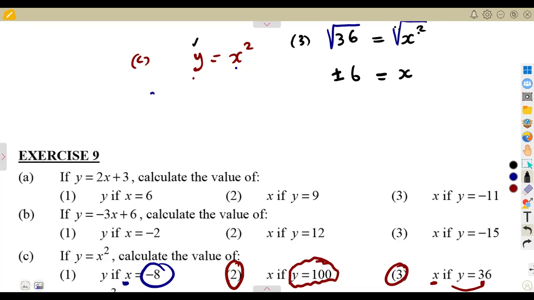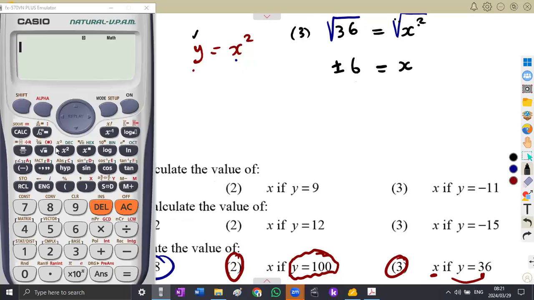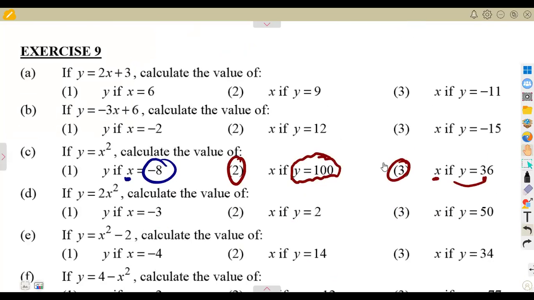That's it. So if you're using your calculator, be careful because your calculator does not give you that plus or minus. You're supposed to know that. Your calculator does not give you the square root of 36 as both values, it just gives you 6. It is you who is supposed to know that a square root can be positive or negative. Once you know that, you are good to answer any typical question on a square root.